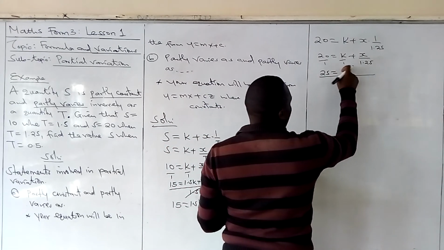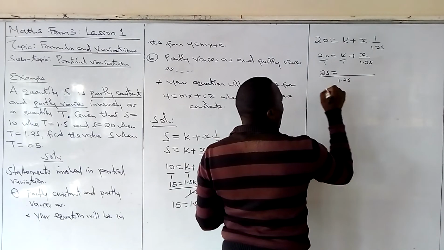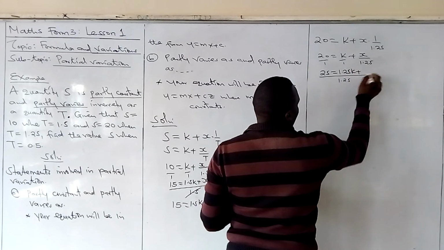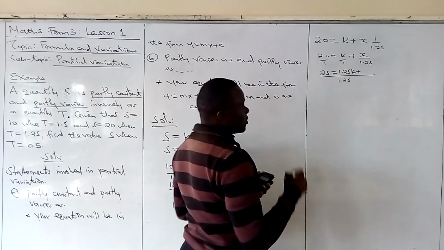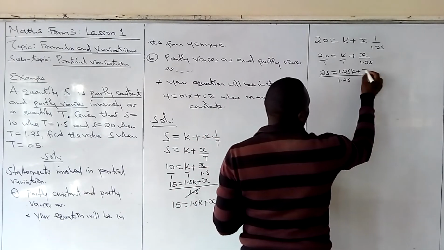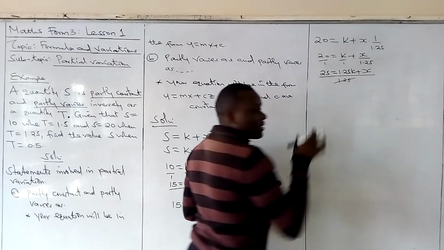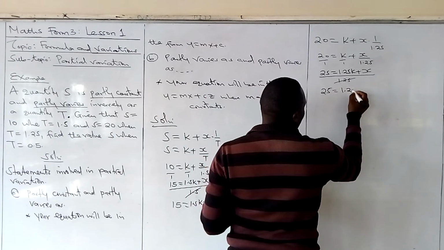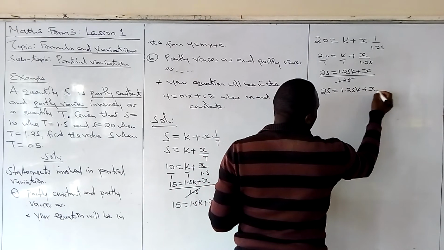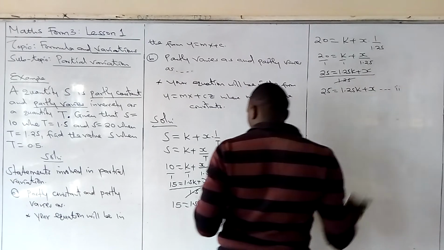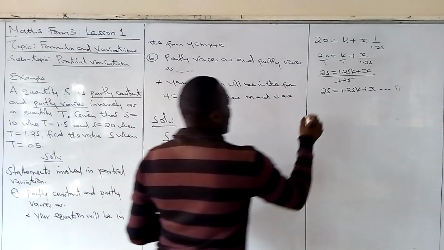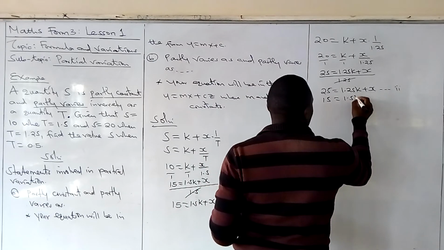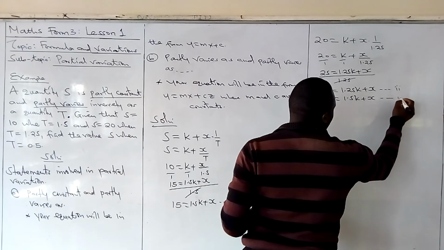1 goes into 1.25, 1.25 times, then times k is 1.25k. 1.25 goes into 1.25 one time, and 1 times x gives us x. We drop the denominator because that is the equation. So our second equation now becomes 25 is equal to 1.25k plus x. This is our second equation. We can now bring our first equation, which is 15 is equal to 1.5k plus x.